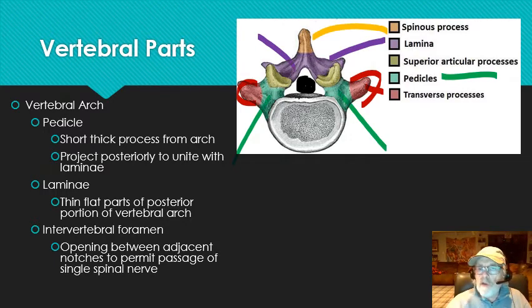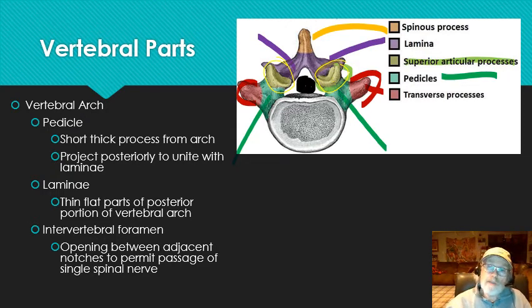The only other thing that we need to talk about in here is what's called the articular processes. We have a superior articular process, which is this area right here and this area right here. And on the bottom of this arch, inferior to that, would be an inferior articular process, which would meet the superior articular process from the vertebra below. Okay, so that's what we see.